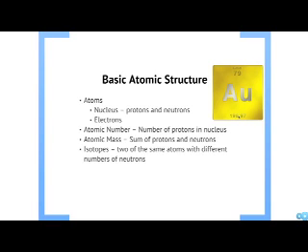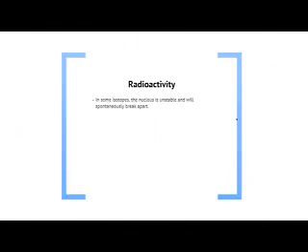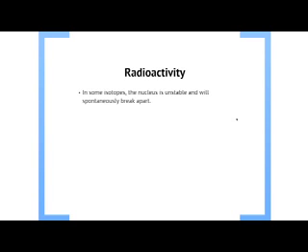Now, sometimes you get isotopes of certain elements where you have two atoms of the same element with different numbers of neutrons. So they have different mass numbers. So what does that mean? Isotopes are unstable. They're going to undergo radiometric decay. So they emit radioactivity. In these isotopes, the nucleus is unstable and will spontaneously break apart.